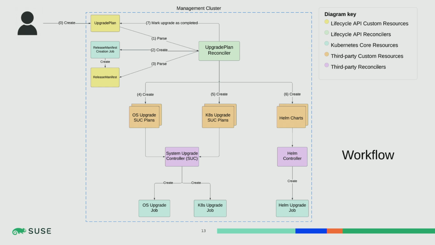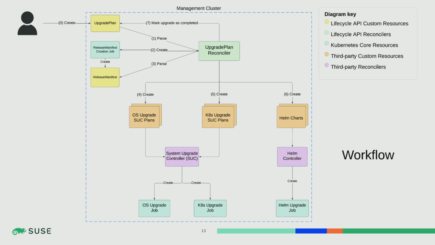Once the release manifest itself is deployed, the upgrade controller can then begin its upgrade process. And the upgrade process itself has a very specific flow. It first starts with an operating system upgrade. It then continues to a Kubernetes upgrade only when the operating system upgrade is finished. And finally, when both the operating system and the Kubernetes upgrade have finished, does it start upgrading the SUSE core Helm charts.